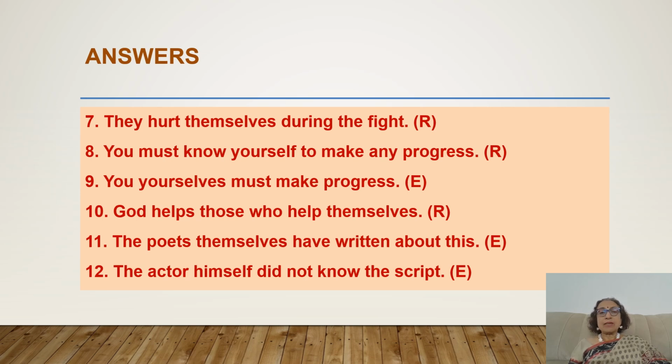The poets themselves have written about this. The poets and themselves are side by side. There is no verb in between them. Therefore, the usage is emphasizing. The actor himself did not know the script. Again, you have the actor himself side by side. The noun or pronoun is immediately followed by the emphasizing pronoun. The noun or pronoun is separated by a verb from the reflexive pronoun. This is how we identify them. Keep using them so that you don't make mistakes.